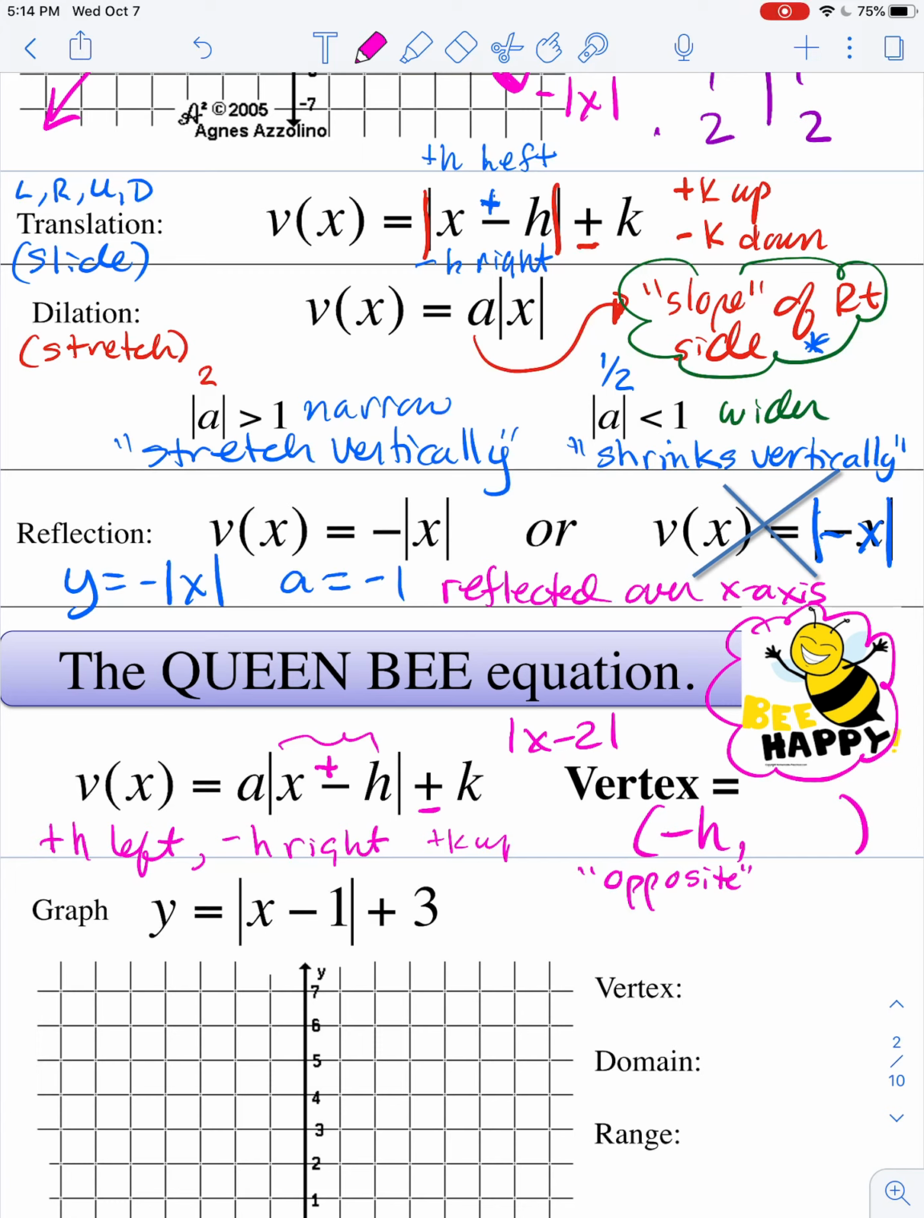K is easy peasy because it's on the outside. Positive k goes up, negative k goes down. So then your y value will just be that k value.